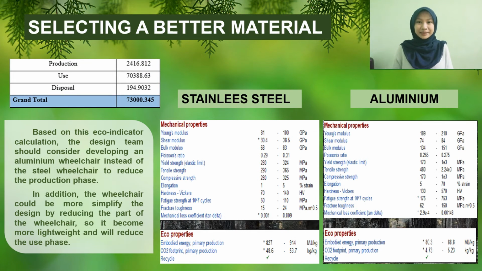Next is selecting a better material. Based on the table of eco-indicator result, we need to consider developing an aluminium wheelchair instead of stainless steel wheelchair to reduce the production phase. As we can see in the mechanical and eco properties of stainless steel and aluminium, aluminium has lower primary production compared to stainless steel. In terms of strength, aluminium has the highest tensile strength value compared to stainless steel. Then, aluminium is also more lightweight than stainless steel. Besides, to reduce the use phase, the design of the wheelchair could be simplified by reducing the parts of wheelchair so it can reduce the weight of the product.